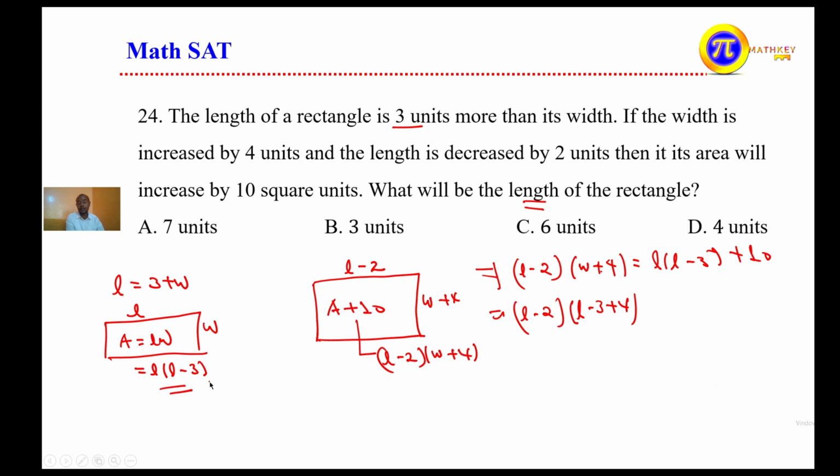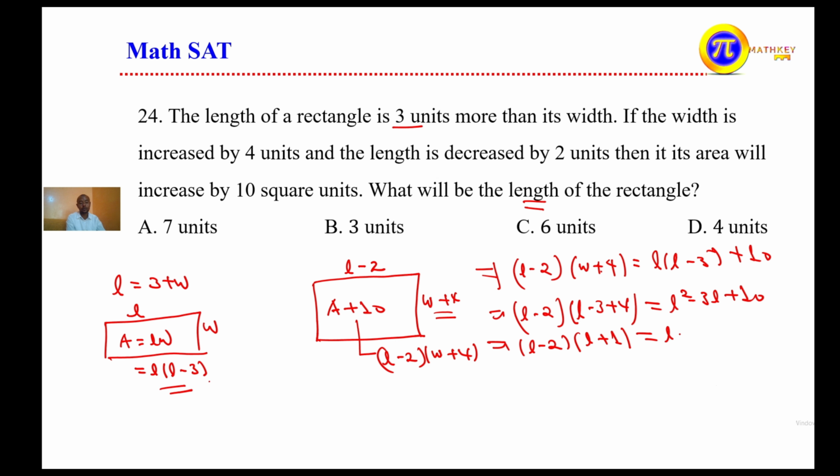This one instead of W for this case. This is equal to what? L times L is L square, minus L times 3 is minus 3L, plus 10. What for? This implies L minus 2 times what? L minus 3 plus 4 is L plus 1.